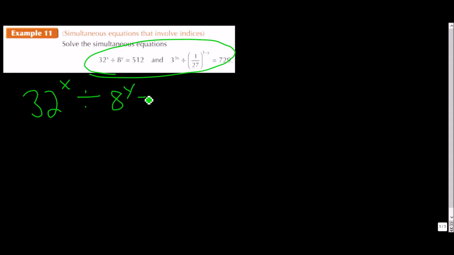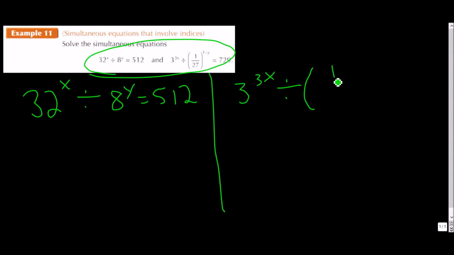On example 11, it asks us to solve simultaneous equations that involve indices. So we have two separate equations. We have 32 to the x divided by 8 to the y equals 512. And separately, we have 3 to the 3x divided by 1 over 27 all to the 1 minus y equals 729.